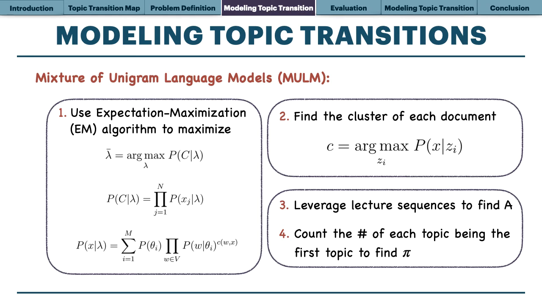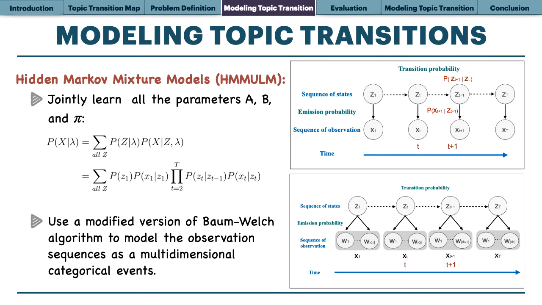Finally, we leverage the lecture sequences to find the matrix A and the initial probability pi, similar to the PCK means. The third method is hidden Markov mixture model, which is also a generative probabilistic model that jointly, or at the same time, learns A, B, and pi.